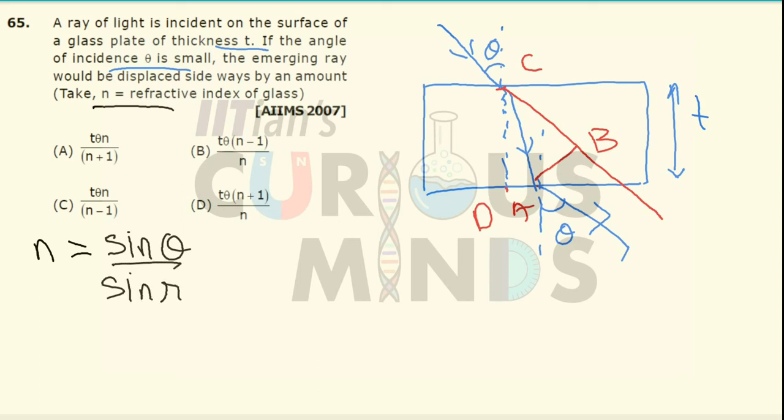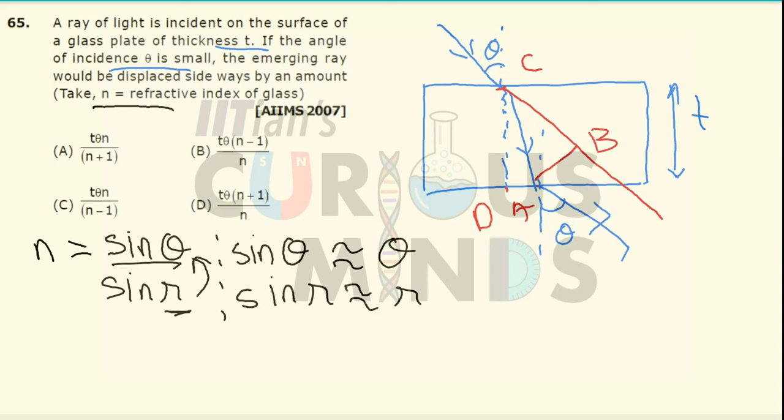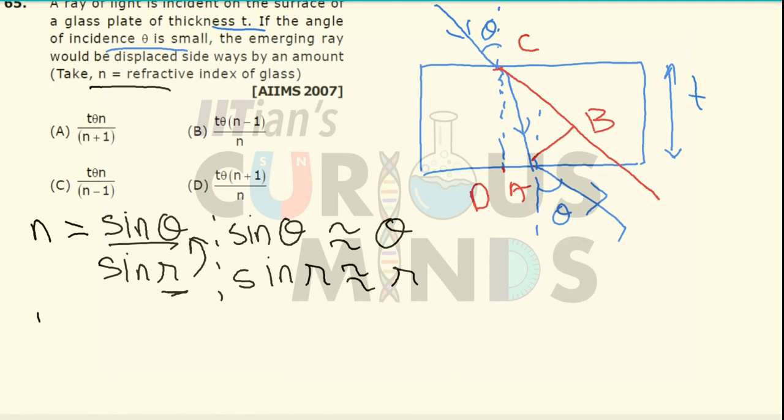Now understand that theta over here is very small. When theta is small, sin theta will be approximately equal to theta, tan theta will also be approximately equal to theta, and since r is even smaller than theta, sin r will also be approximately equal to r, and the same happens with tan r. Since these values are very small, n will be equal to theta divided by r. So r will be equal to theta divided by n. Let this be the first equation.